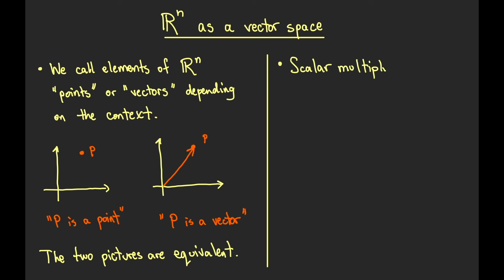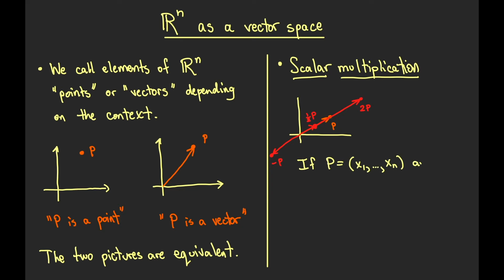Okay, let's talk about scalar multiplication now. For scalar multiplication, we have a vector P, say this one over here, and we have a real number, say alpha. Say alpha is 2 or alpha is minus 1. What it means is that you keep the direction of the vector the same, respecting minus signs, and you scale it by the amount of the real number. So in terms of equations, if you have P equals x1 through xn, and a real number alpha, you just find alpha P by multiplying each of the coordinates by alpha.